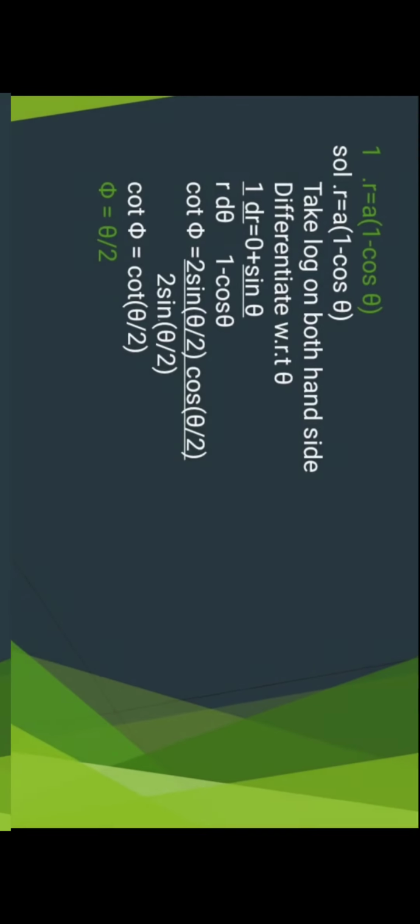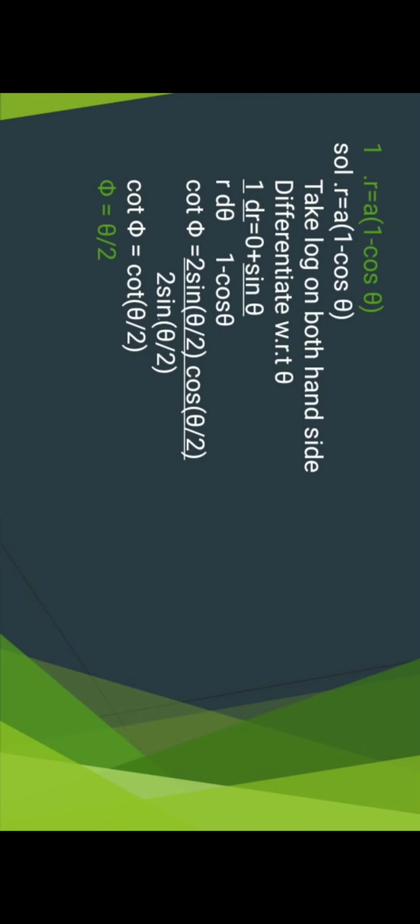Hello friends, in this video we are going to learn a concept from the chapter Polar Curves, that is to find the angle between radius vector and tangent of curves. So we are going to discuss this briefly by taking two problems on the concept angle between radius vector and tangent of curves, in which we are going to find that angle.